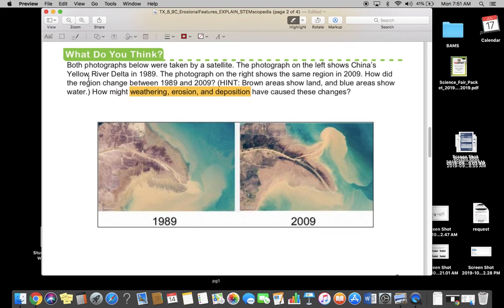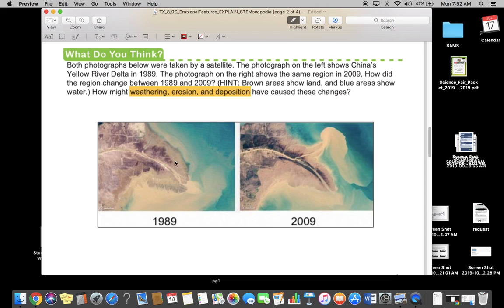What do you think? Both photographs below were taken by a satellite. The photograph on the left right here shows China's Yellow River Delta in 1989. The photograph on the right here shows the same region in 2009. How did the region change between 1989 and 2009?